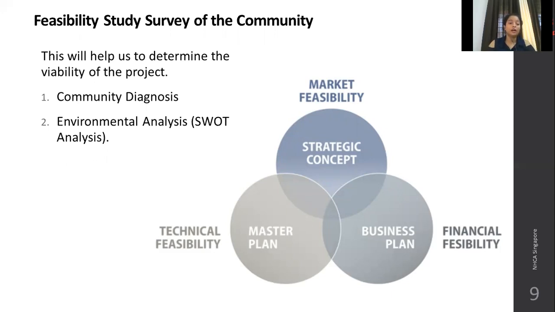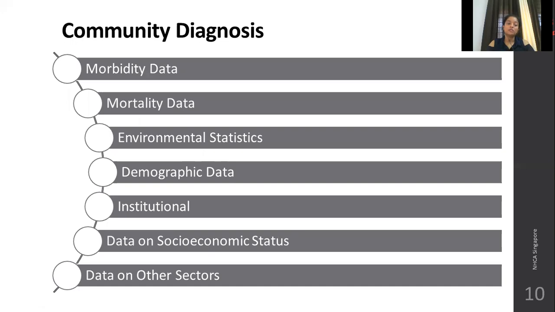survey of the community. This will help us to determine the viability of the project, either by doing community diagnosis or environmental diagnosis, also called SWOT analysis. So in community diagnosis, morbidity data, mortality data, environmental statistics, demographic data, institutional data, data on socioeconomic status of the population, data on other sectors, all these data will be checked in community diagnosis.